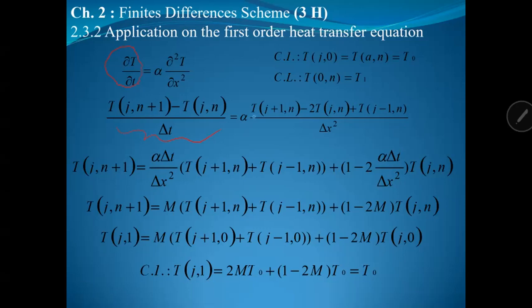Now alpha is constant, and if I need to discretize d square T over dx square, I use now a formula along x: T i plus 1 n minus 2 T i n plus T i minus 1 n over delta x square. Okay, now it's a formula. Okay, you can use it fast.